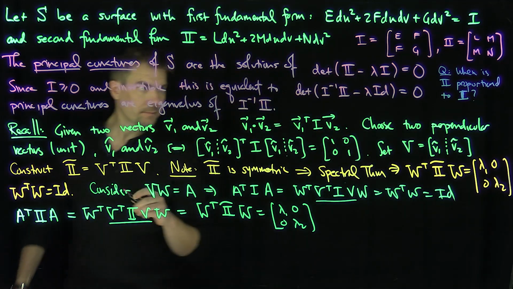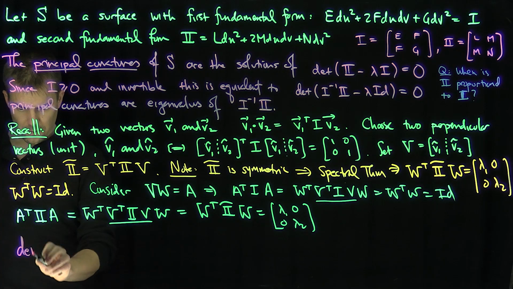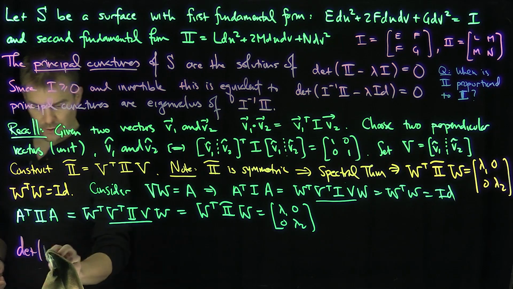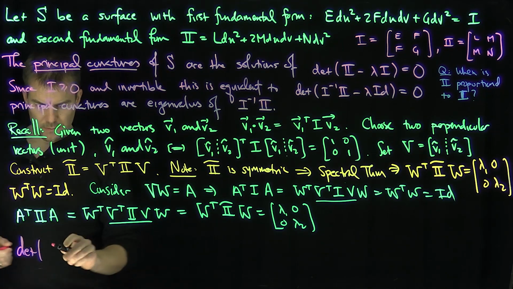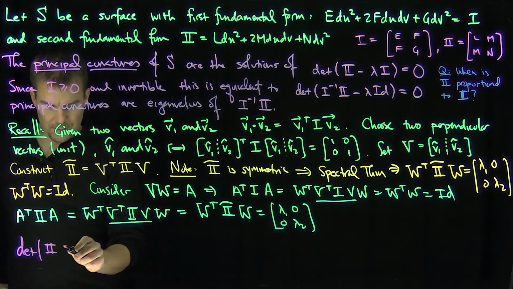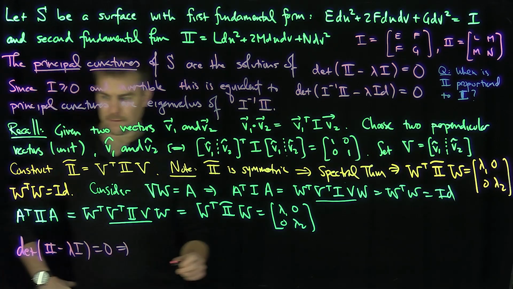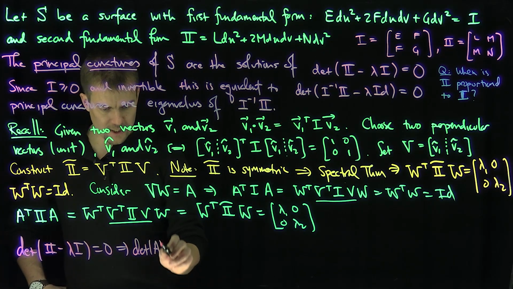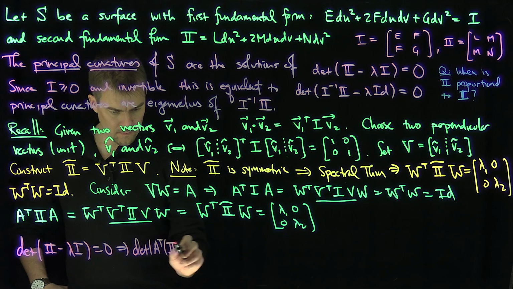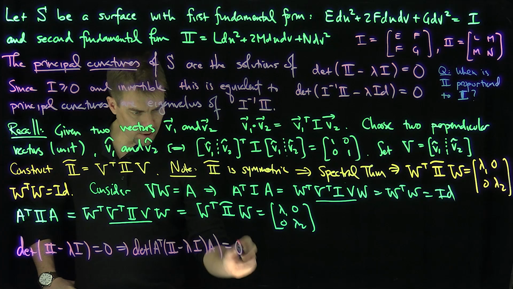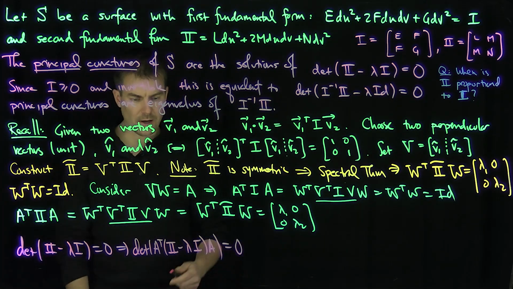And so now, determinant of... let's just do it like this. We can do this top equation over here, actually. So let's look at the top equation. Determinant of 2 minus lambda I equals 0, if and only if I hit on both sides with A, right? If and only if determinant of A transpose 2 minus lambda I A equals 0, okay? By unitary similarity of eigenvalues.